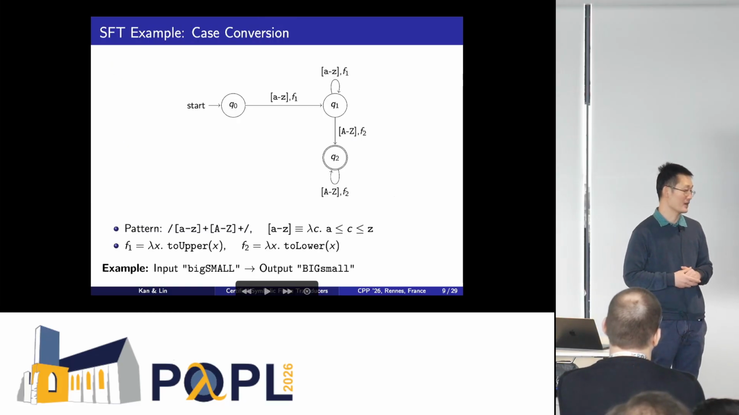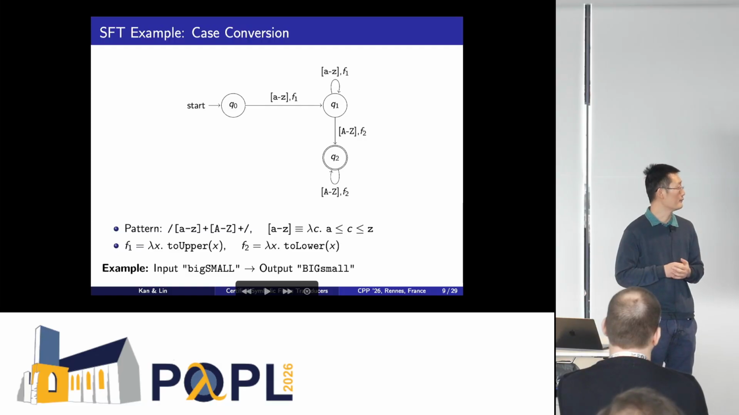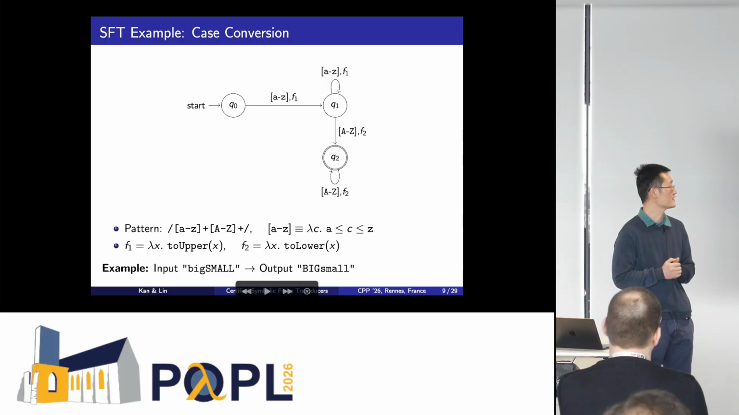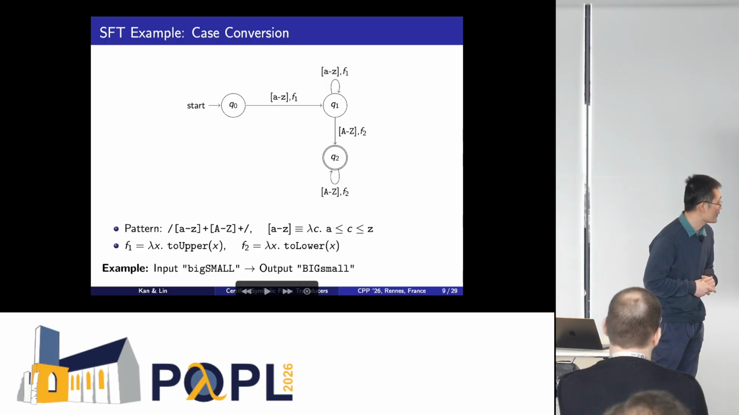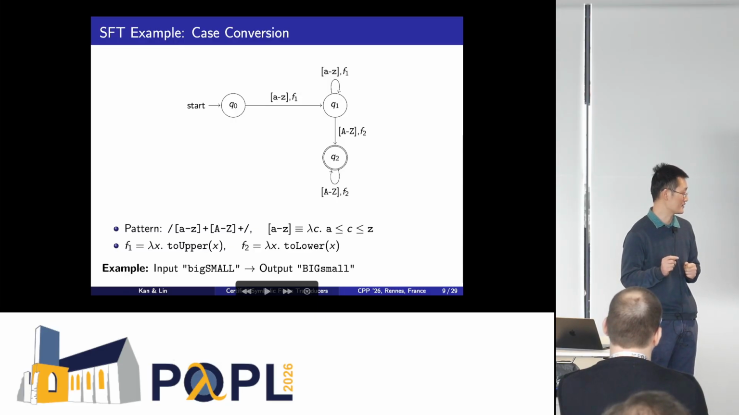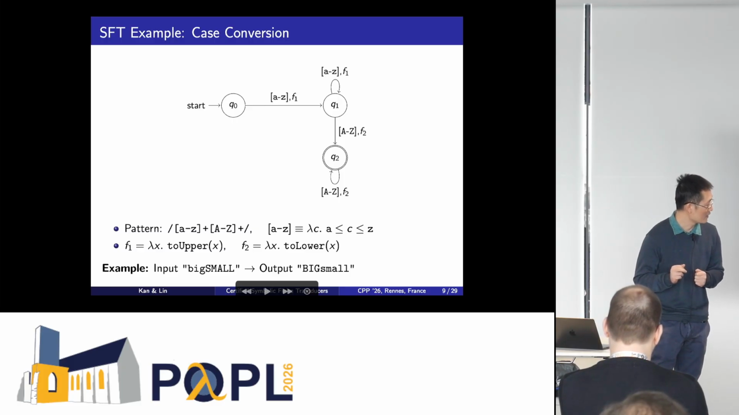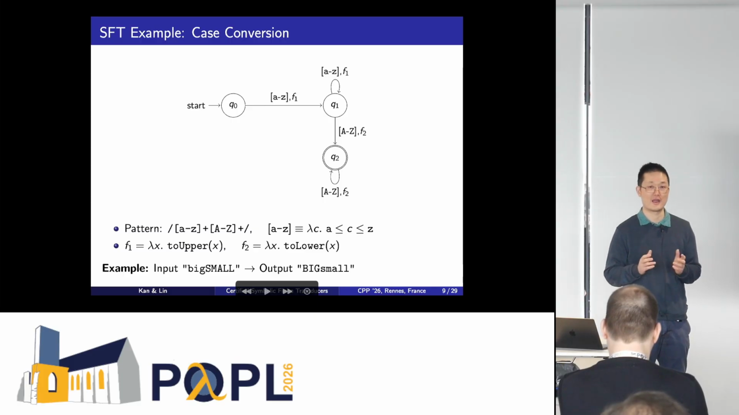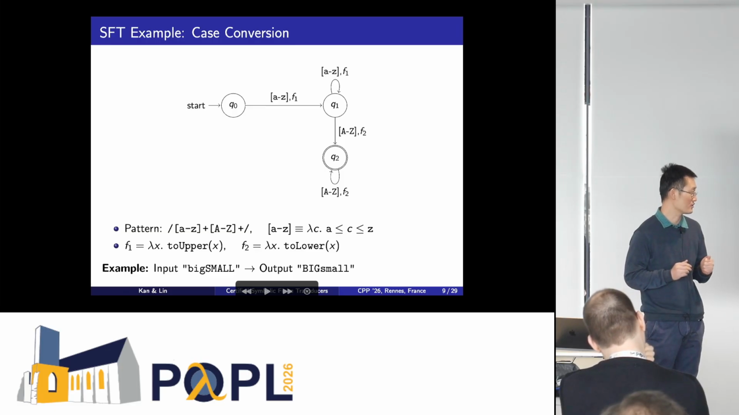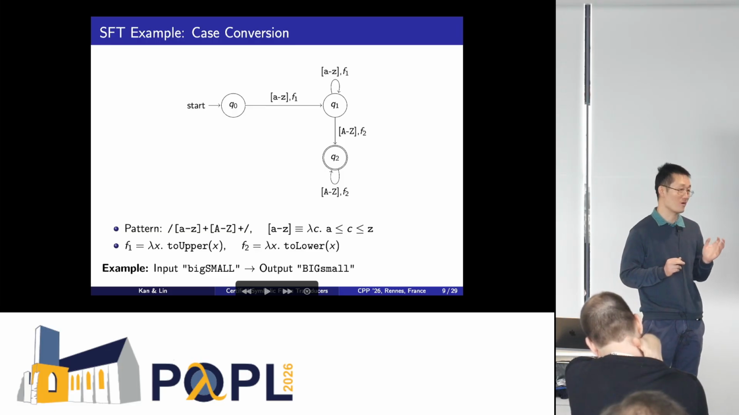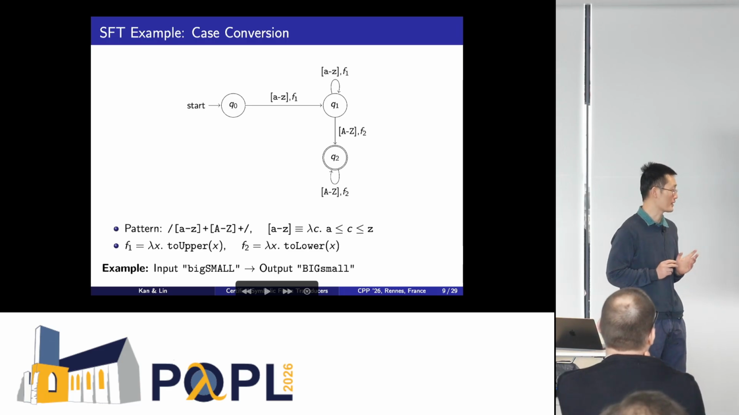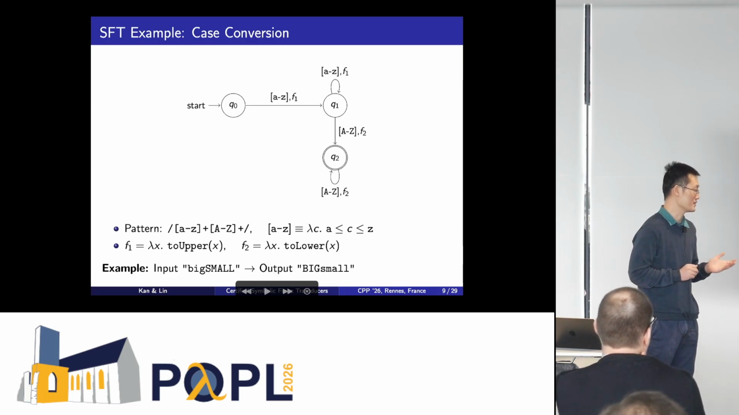I'll give another example, probably easier to understand for web applications. We want to match a pattern. The first is a sequence of lowercase alphabet characters A to Z, and another sequence of uppercase characters A to Z. But we want to use the transducer to transform all uppercase to lowercase, and lowercase to uppercase. So this transducer will do this work.